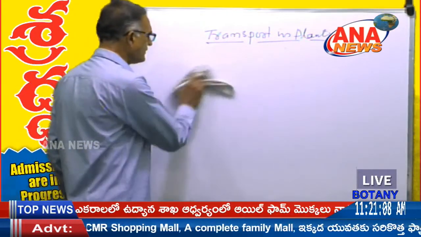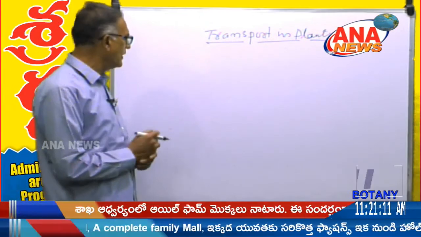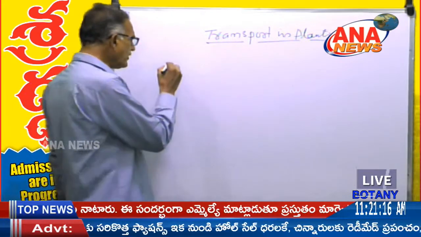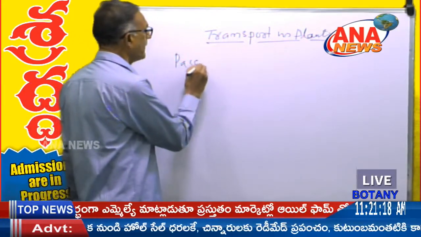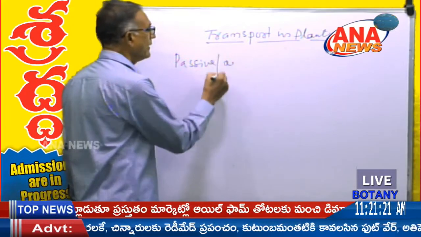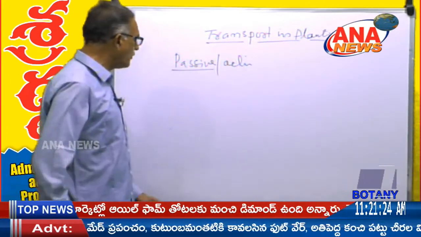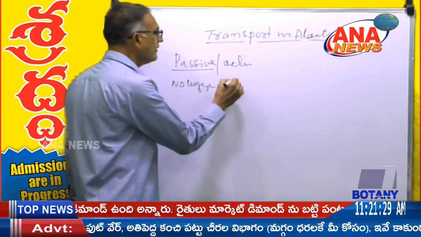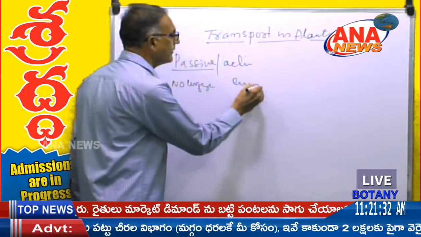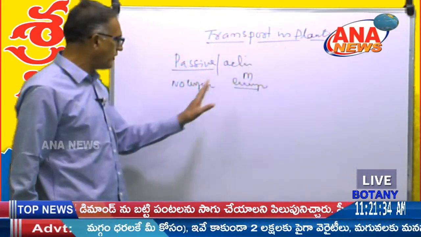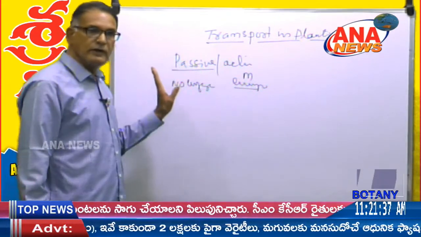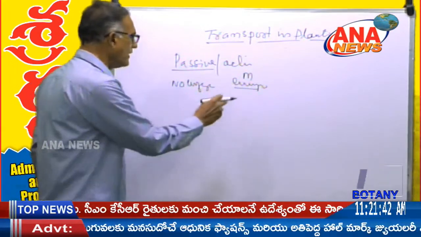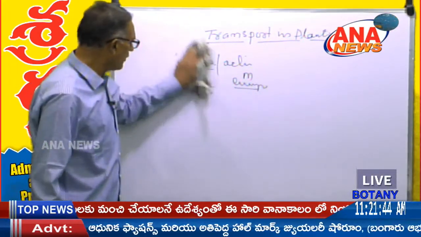Another thing we discussed was transport in plants. Transport is of two types: active transport and passive transport. Passive transport takes place without consuming energy; no energy is utilized. Active transport utilizes metabolic energy. Passive movement takes place according to the concentration gradient, whereas active movement takes place against the concentration gradient.